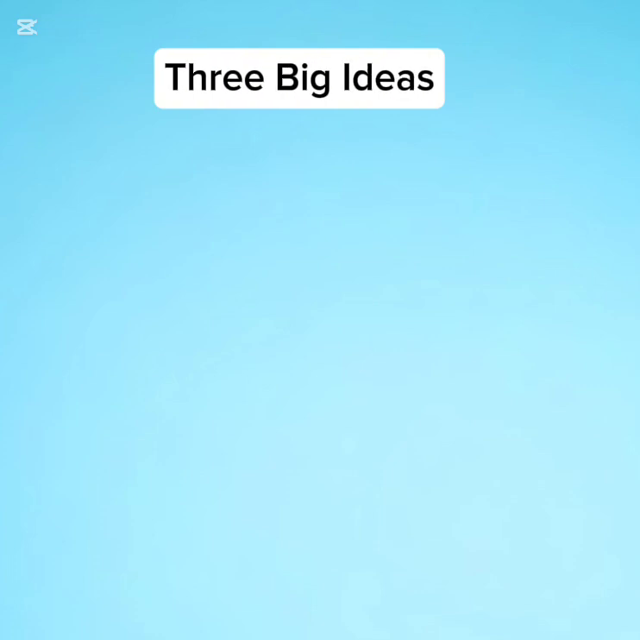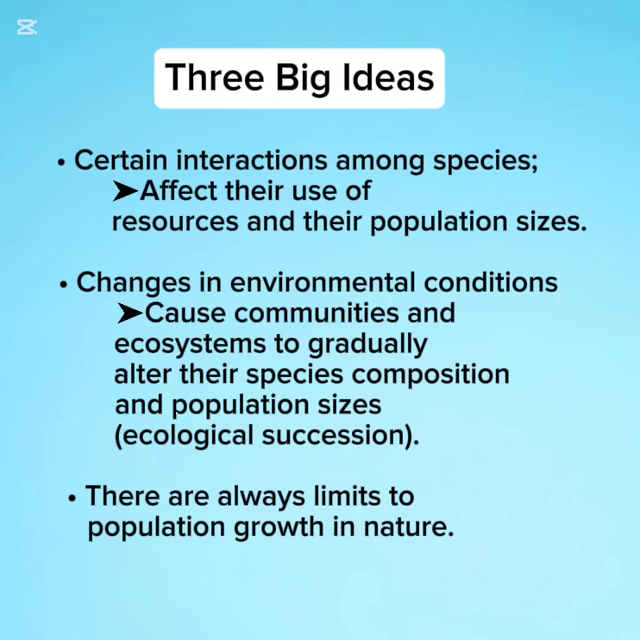There are three big ideas in certain interactions among species. The first one, effective use of resources and their population size. The second one, changes in environmental conditions cause communities and ecosystems to gradually alter the species composition and population size. And the last one, there are always limits to population growth in nature.